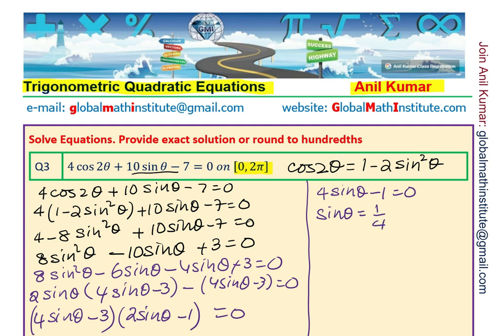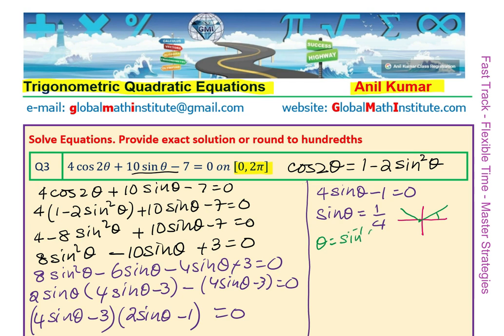We can use a calculator to find these two values. Clearly, sine theta equals 1 by 4 means we are looking for solutions in quadrant 1 and 2, right? So let's find the related acute angle. Theta equals sine inverse of 1 by 4, and the setting should be in radians. Sine inverse of 1 divided by 4 is 0.252, so we'll write 0.25, rounded to 2 decimal places.